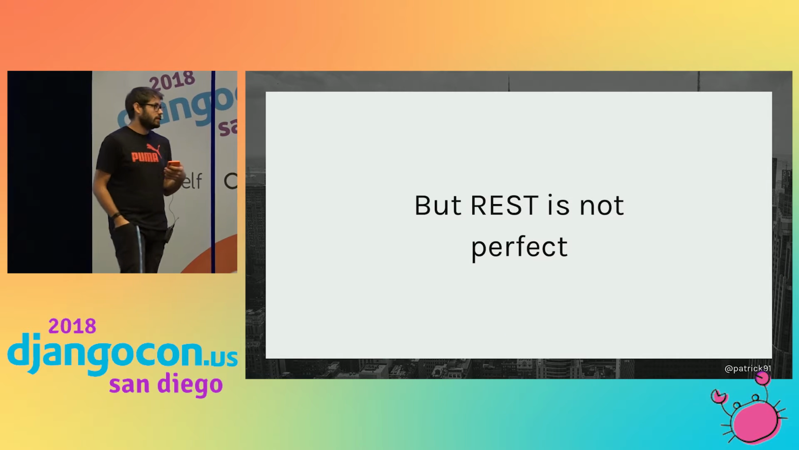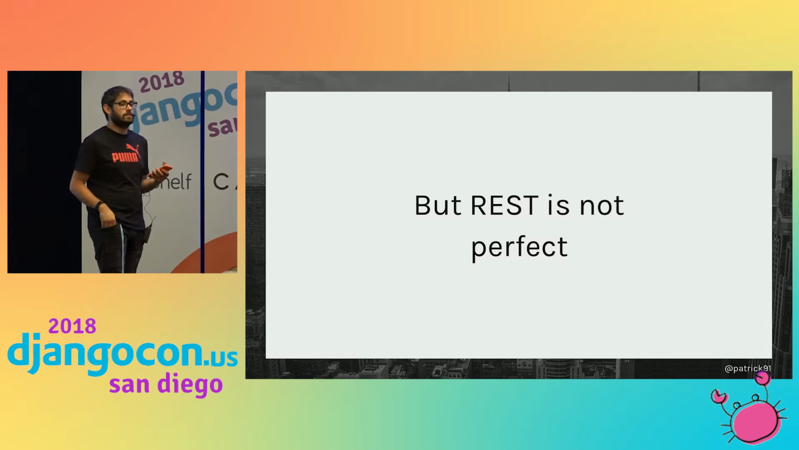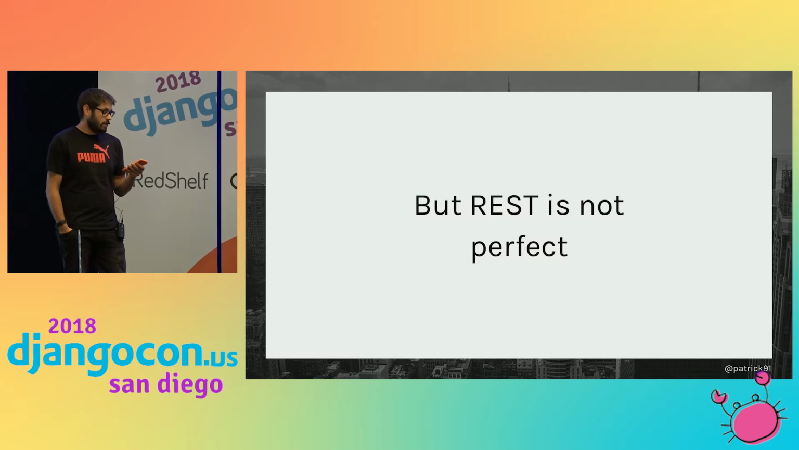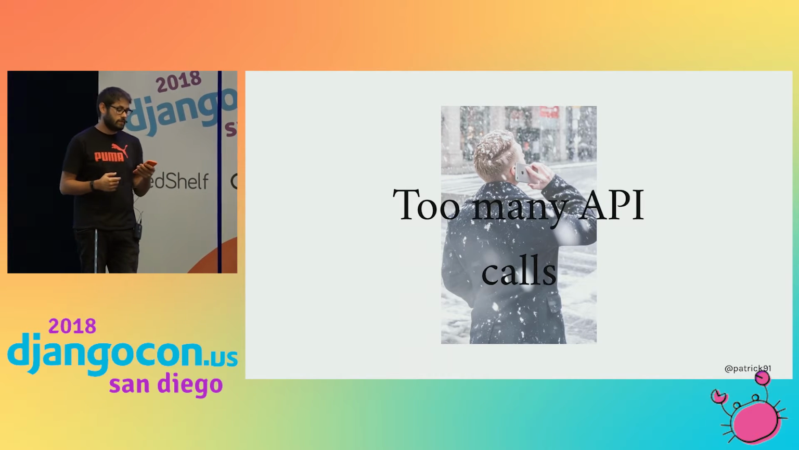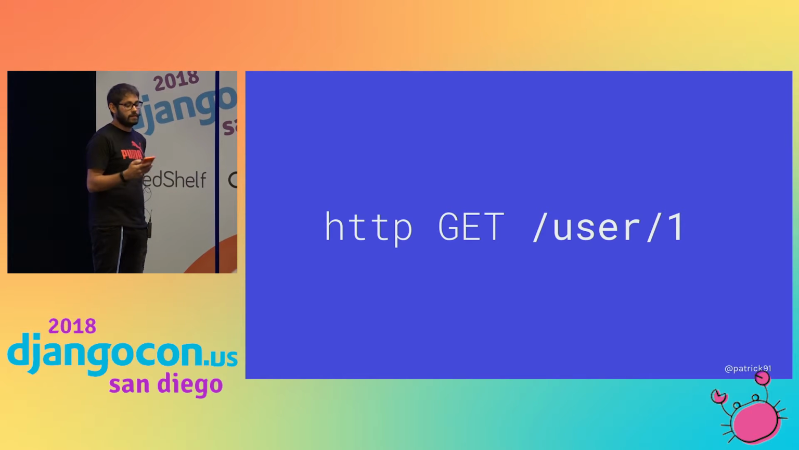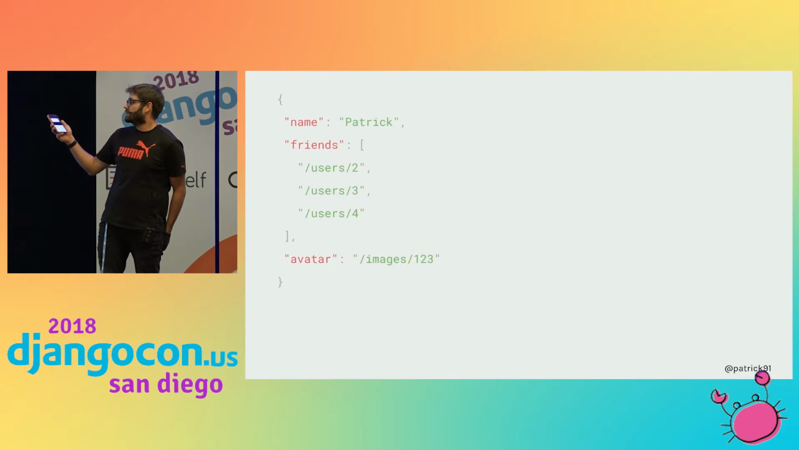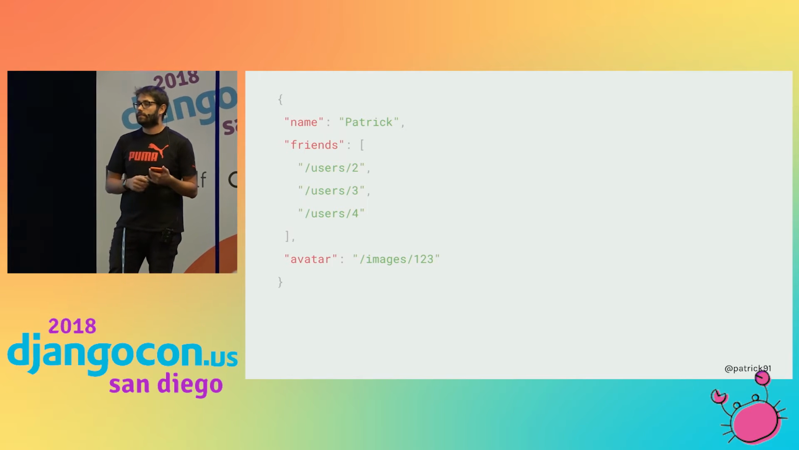The problem is that REST is not perfect. It's not a standard either, so everyone is doing it a little bit differently. And one of the issues that I usually had is that you have to do too many API calls to fetch data. Let's suppose that we have this simple API that's returning user data. Let's say it returns a user with their name, a list of friends, and an avatar. This is nice. We're using links so we can fetch data for all the other users.